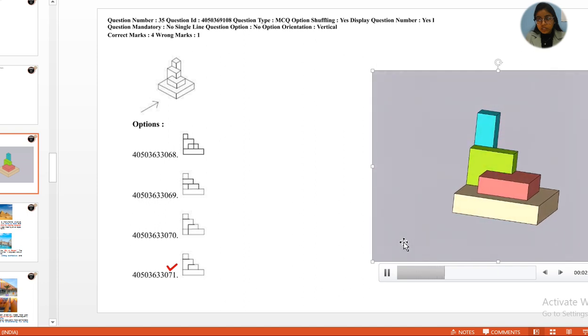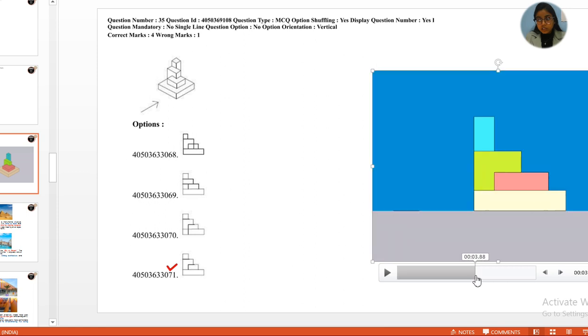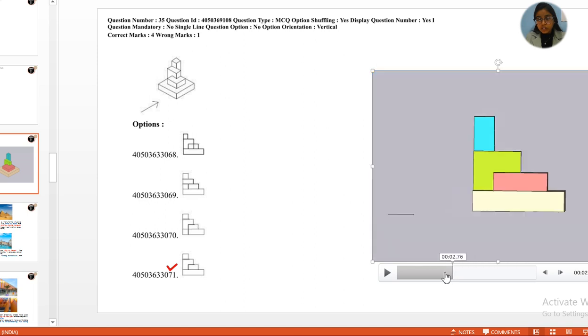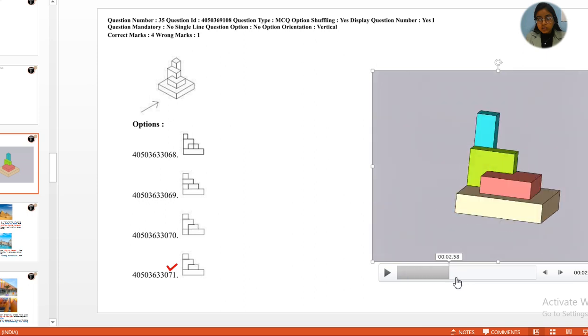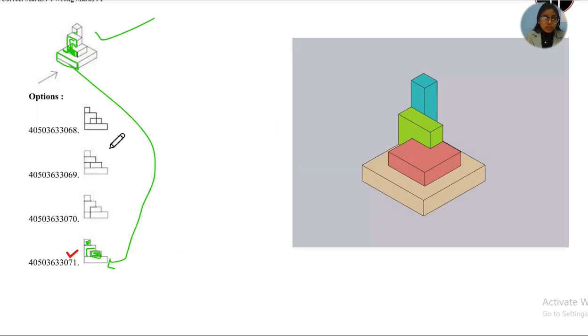See, this was your 3D image and its elevation. As I was saying, the bottom part, the upper part, the L shape and the upper part. So this is your elevation. Now look at the other options, what error they have done.